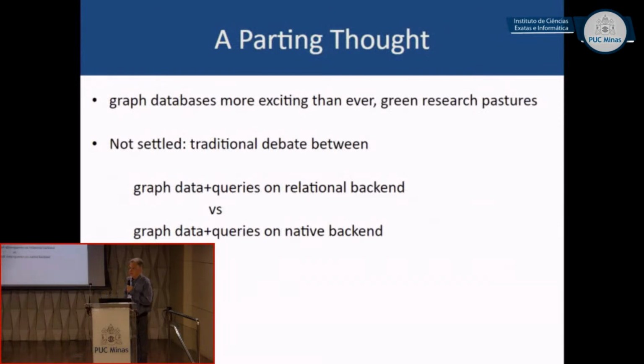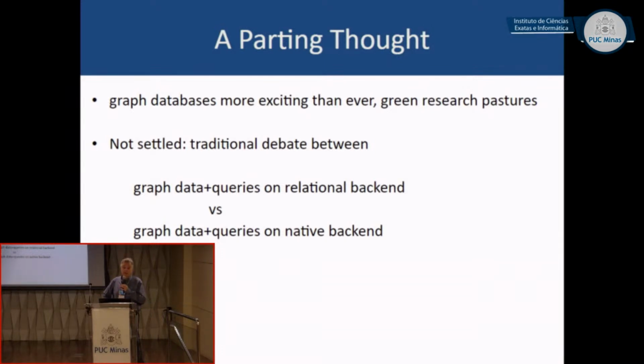Okay, so in the interest of having time for discussions, I will close now, but I would like to leave you with a parting thought. To me, graph databases are more exciting than ever. Yes, we've seen them over 30 years, but currently, given the new computing infrastructures and the new industrial applications and scale requirements, this leads to green research pastures, and I'm looking forward to seeing where this research will take us.